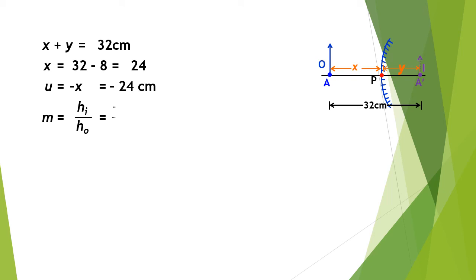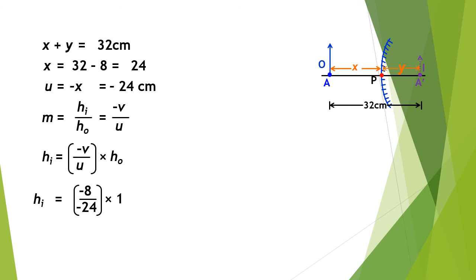M is equal to height of the image by height of the object. For the mirror case, it is minus v by u, magnification. So height of the image is minus v by u into height of the object. By substituting the value, v is 8, that is minus 8 in numerator, and in denominator minus 24, and height of the object is 1 centimeter. This gives rise to 1 by 3. 1 by 3 means it is diminished image. So the image size is 1 by 3 times of the object height.